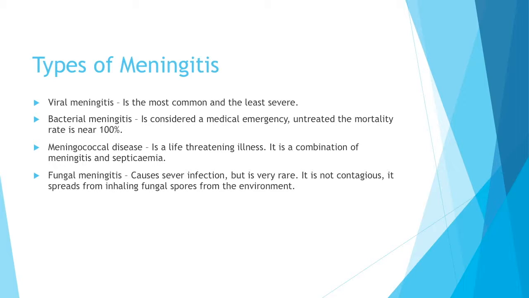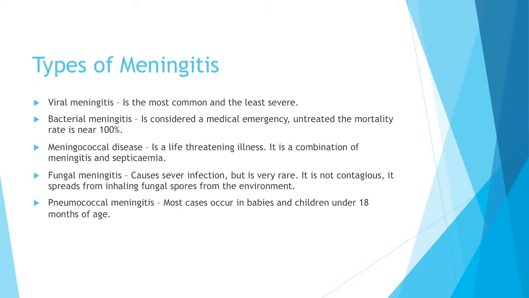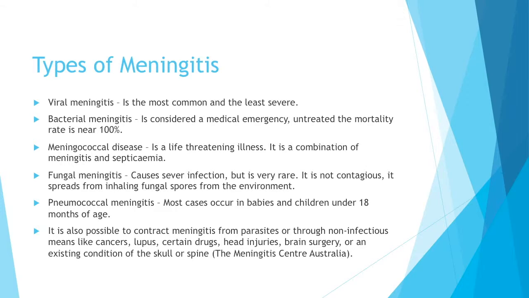Fungal meningitis causes severe infection but is very rare. It is not contagious and it spreads from inhaling fungal spores from the environment. Pneumococcal meningitis. Most cases occur in babies and children under 18 months of age. It is also possible to contract meningitis from parasites or through non-infectious means like cancers, lupus, certain drugs, head injuries, and brain surgery, or an existing condition of the skull or spine.